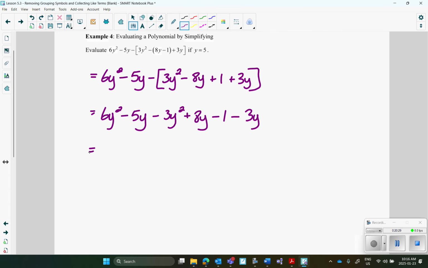Finally, collect the y squares. We get 3y squared. What do you notice when you collect the y's? They all cancel out to nothing. Negative 5y plus 8y is 3y. 3y minus 3y. They're all gone. So that means we're only left with a minus 1. That's a lot easier to deal with than the first one. That's why we simplify these things.